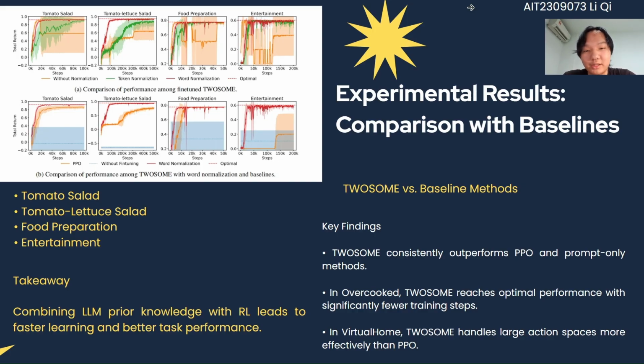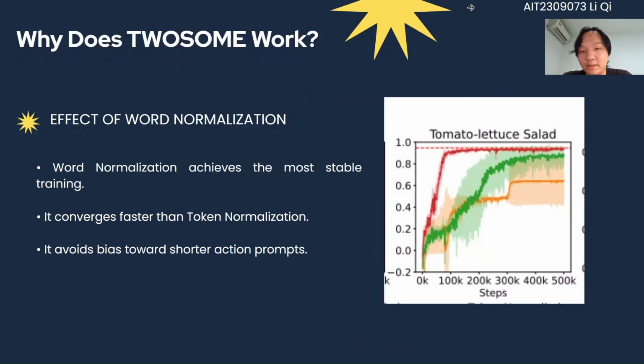Similar improvements are observed in VirtualHome, where TWOSOME handles the large action space more effectively. This result shows that combining LLM prior knowledge with reinforcement learning significantly improves the learning efficiency and the task performance. Then let's see, why does TWOSOME work?